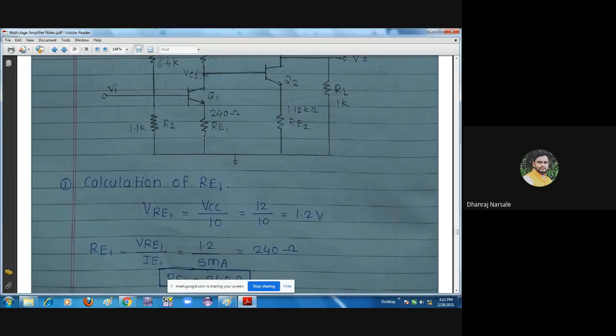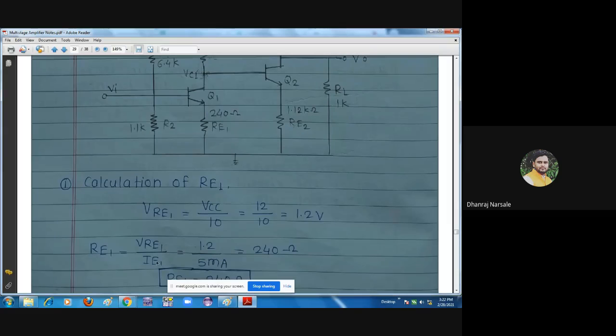flowing through the RE1, that IE1 is equal to IC1, and they have given the value of IC1, means they have given the value of ICQ. ICQ means IC1 because ICQ is the value of collector current when the transistor is in active region, means when the transistor is operating at Q point. Okay, so we know the value of IC1, that is 5 milliampere, means we know the value of IE1 because IE1 is equal to IC1.